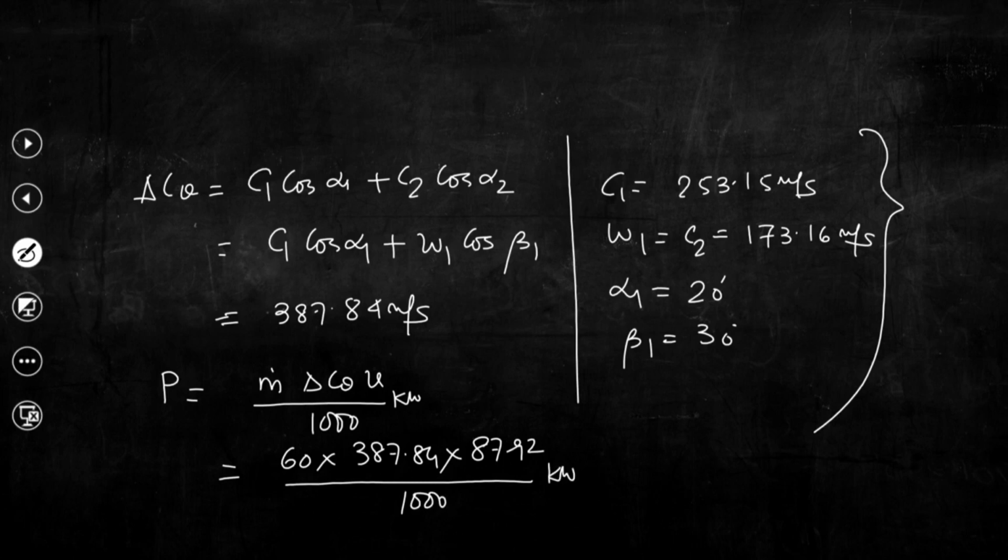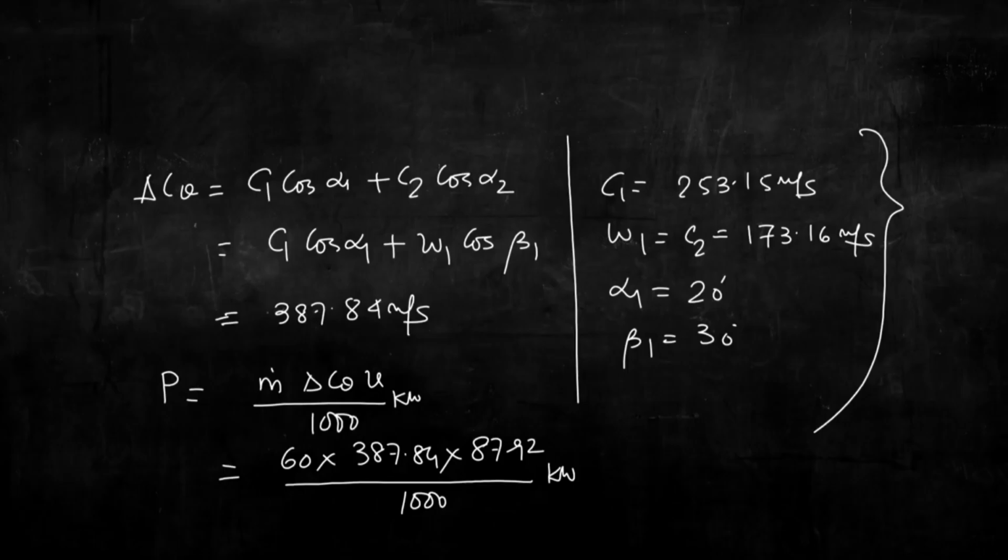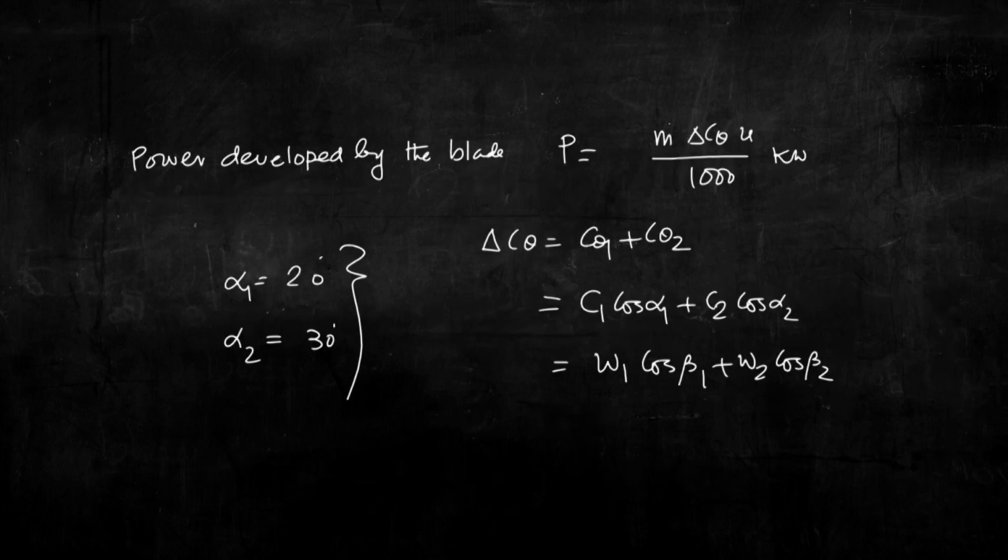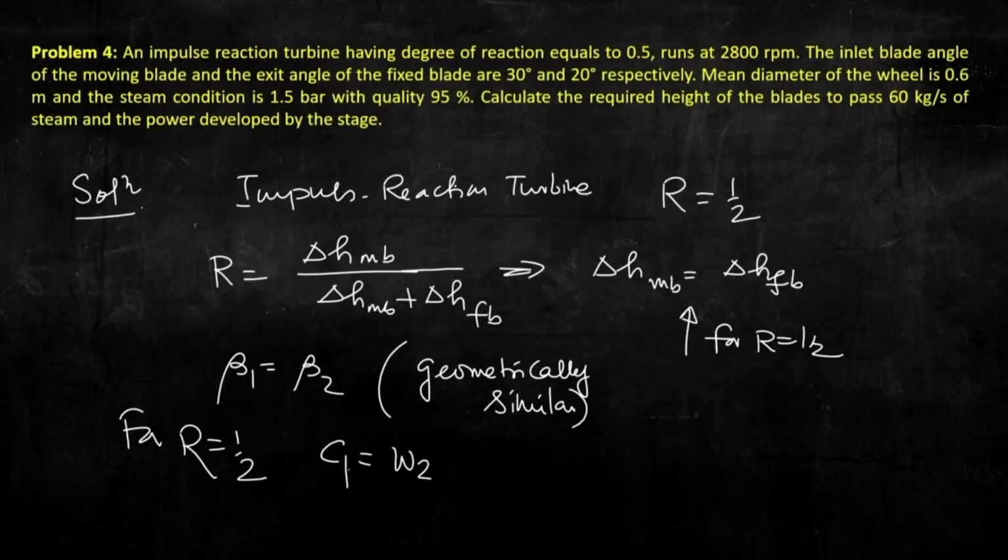And last part is that we have to calculate, if we really have flow of steam 60 kg per second at this rate, then what would be height of the blade. So, one important part is that if we go back to the previous slide, it is given that steam condition is 1.5 bar with quality 95%. So, from there we can calculate what is the specific volume of steam at this condition.